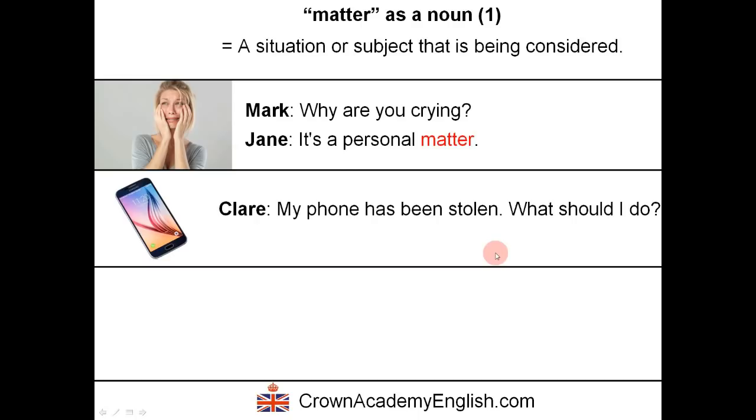Another example, Claire says, "My phone has been stolen. What should I do?" So she's asking for advice. And David replies, "It's a matter for the police." So in other words, you should call the police. This is not your responsibility, it is the responsibility of the police. Okay, so it's a situation for the police.